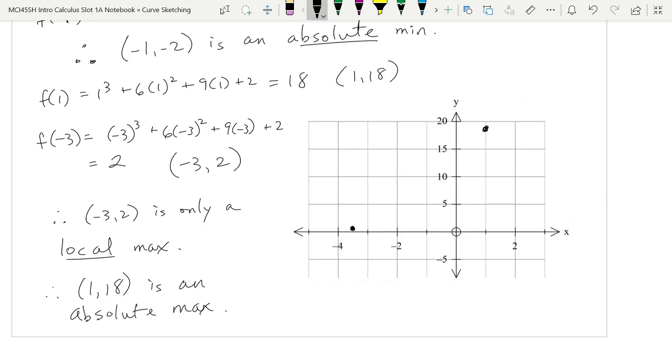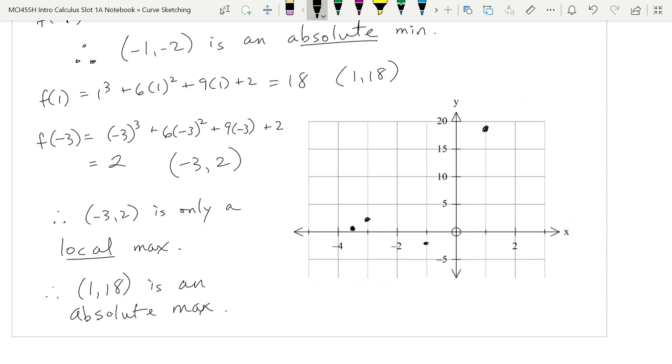And I know it changes directions twice. I know it has a local maximum at negative 3, 2. So negative 3 and 2 is about a little under halfway there, so something like that. And then I know it has a local minimum, or in this case it was an absolute minimum because it goes lower than this point. And that absolute minimum was negative 1, negative 2. So there's negative 1, and negative 2 would be maybe about there.